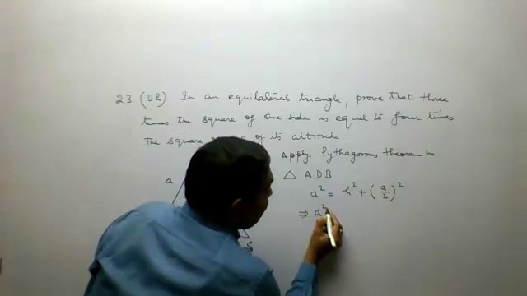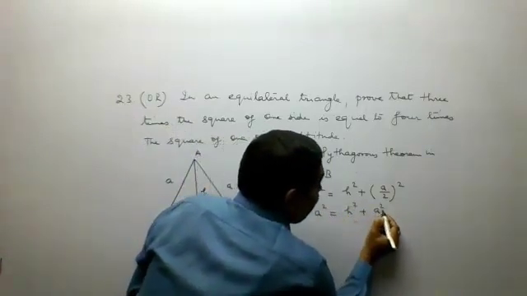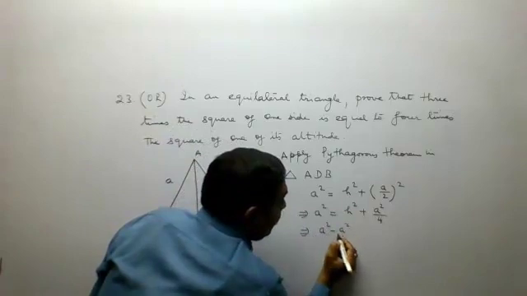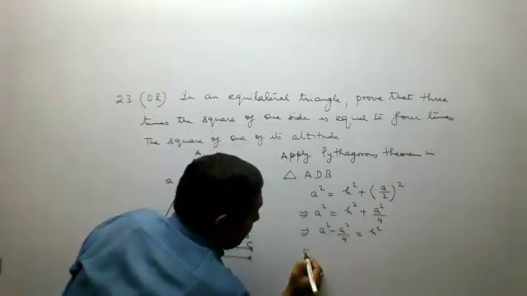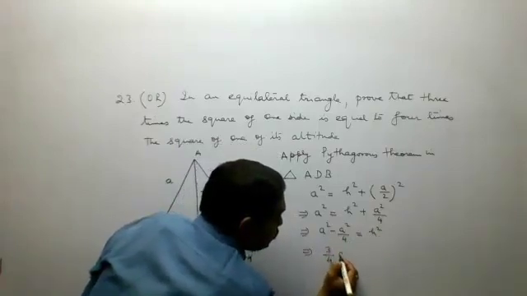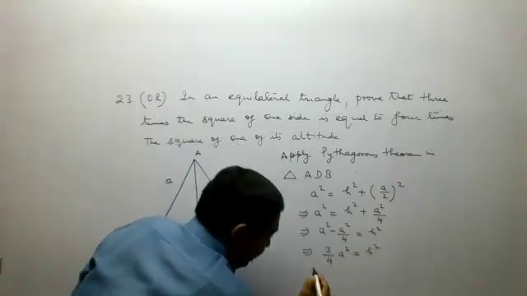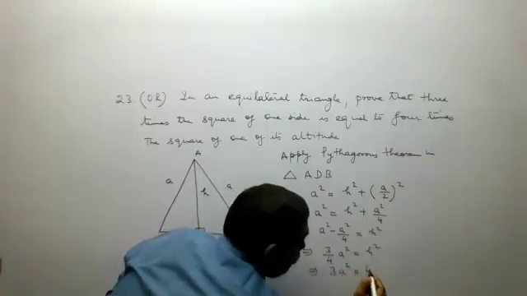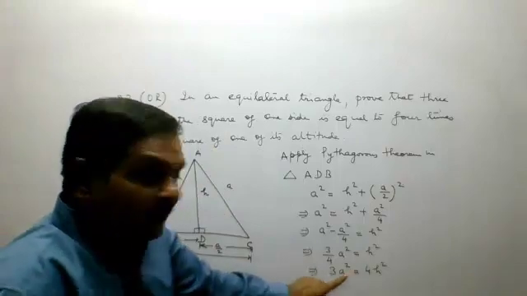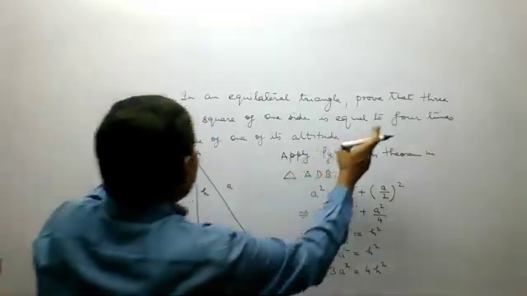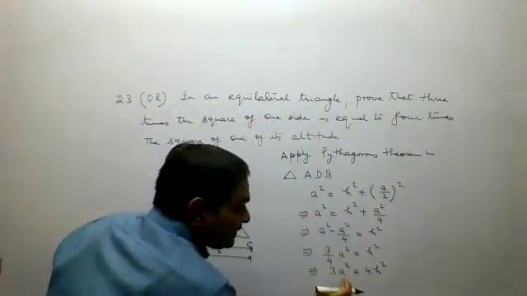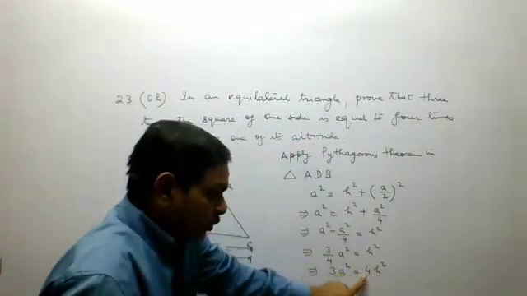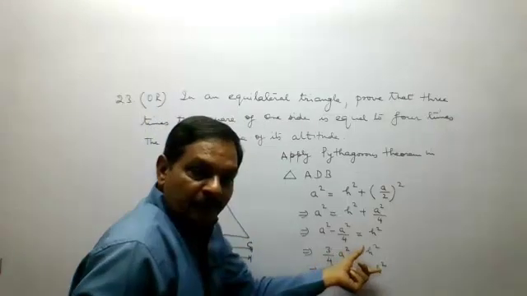Simplifying, a square is equal to h square plus a square upon 4. Bringing this to the left hand side, a square minus a square upon 4 is equal to h square, which gives us 3 upon 4 a square is equal to h square. Cross multiplying, 3a square is equal to 4 times h square. This is what we are required to prove: 3 times the square of one side is equal to 4 times the square of its altitude. Altitude is h, so on the right hand side we have 4h square. Hence proved.